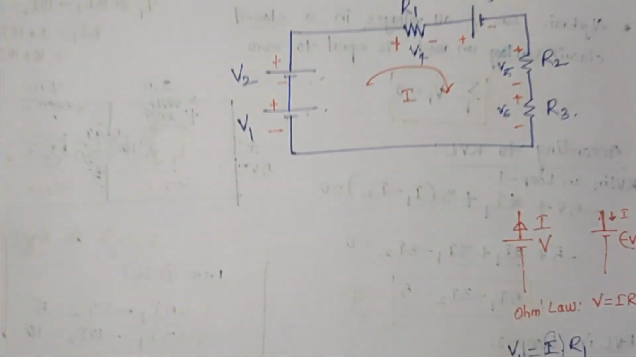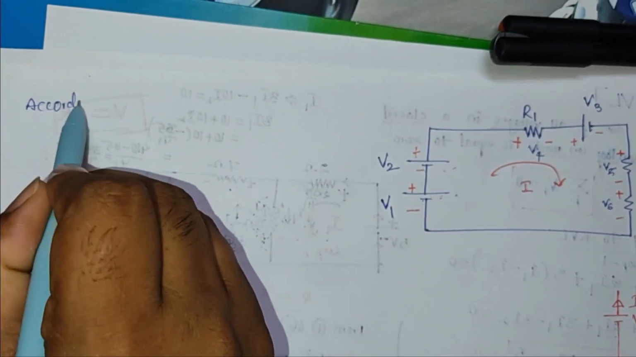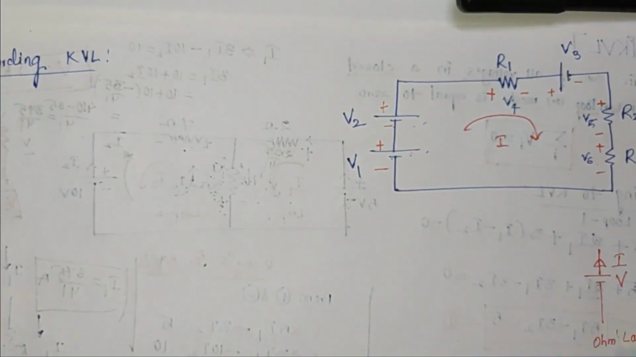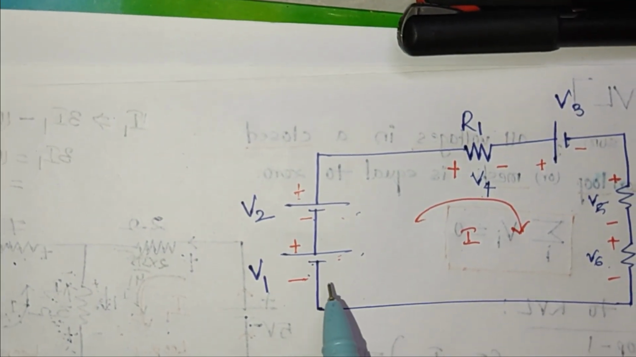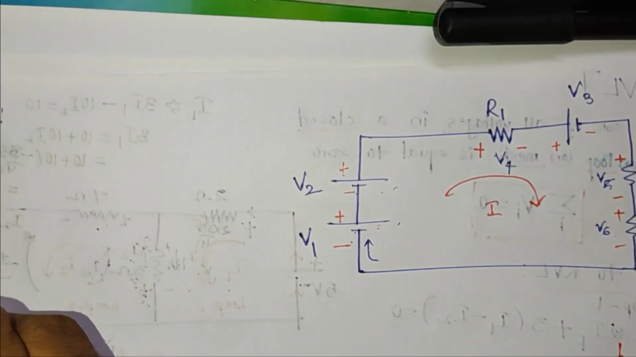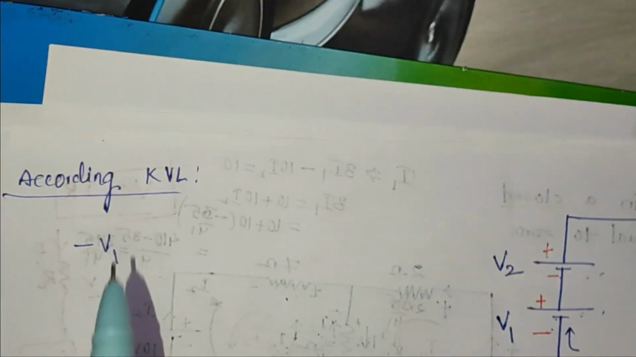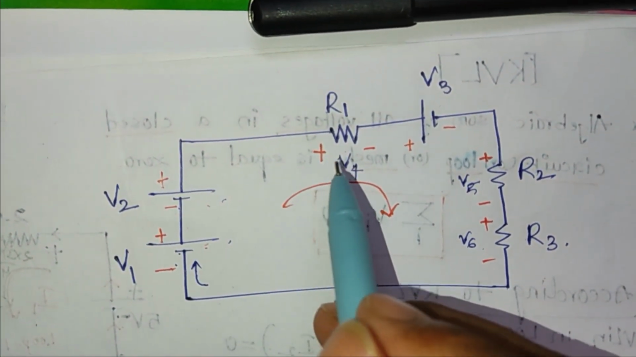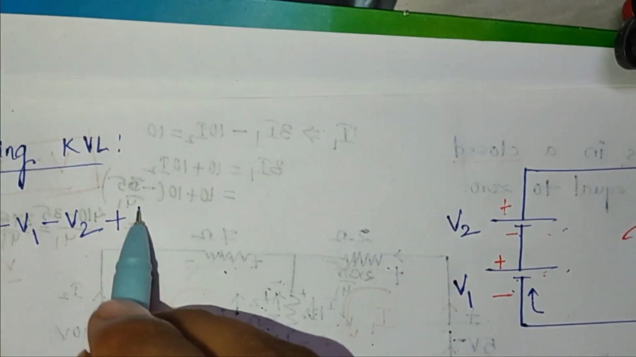Now let us write the KVL expression in this loop. According to KVL, the algebraic sum of voltages in a closed loop is 0. I am going to take the first terminal as reference. We are entering the negative terminal, so I treat it as negative voltage, that is minus V1. Next we also enter V2 from the negative side, that is minus V2, and we enter the positive terminal of the resistor, so the voltage across R1 is plus I into R1.